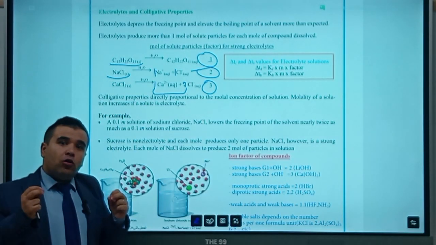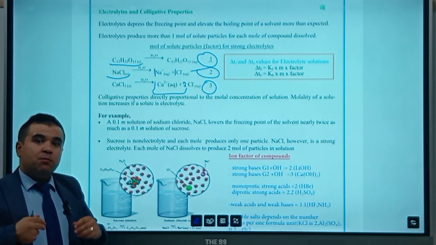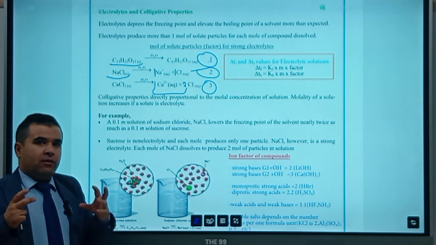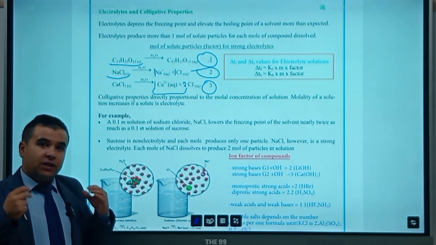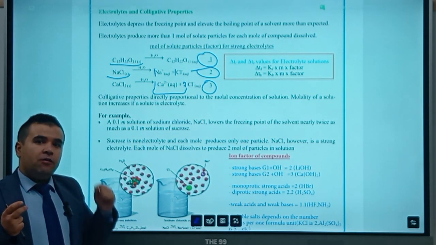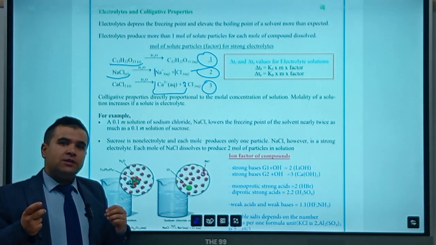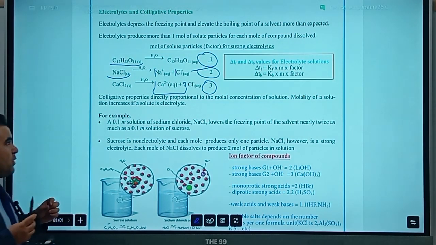So electrolytes, due to producing more than one ion or one particle in the aqueous solution, will produce greater effects on freezing points, boiling points, vapor pressure, and osmotic pressure as well.